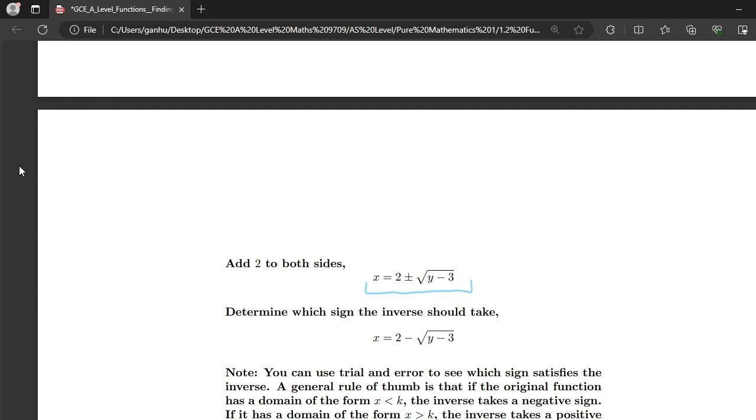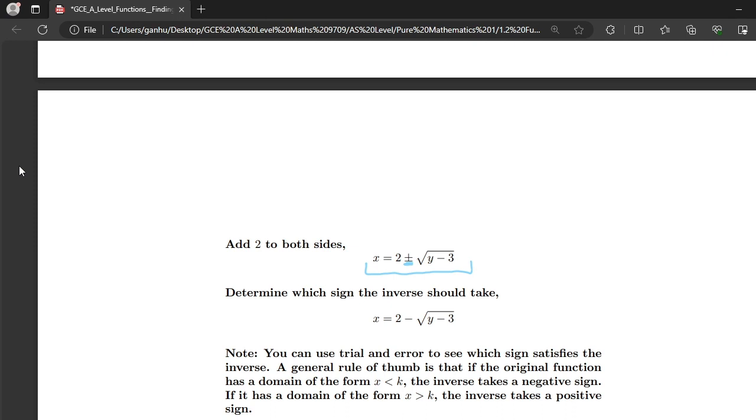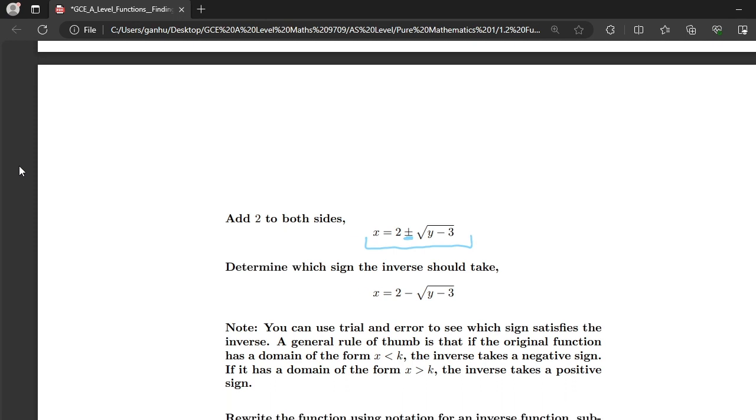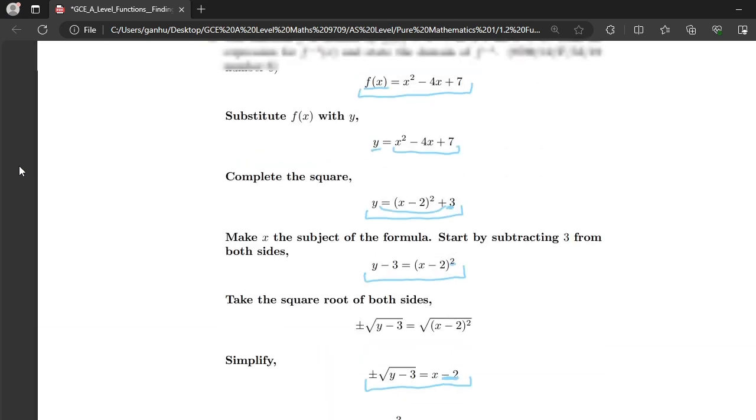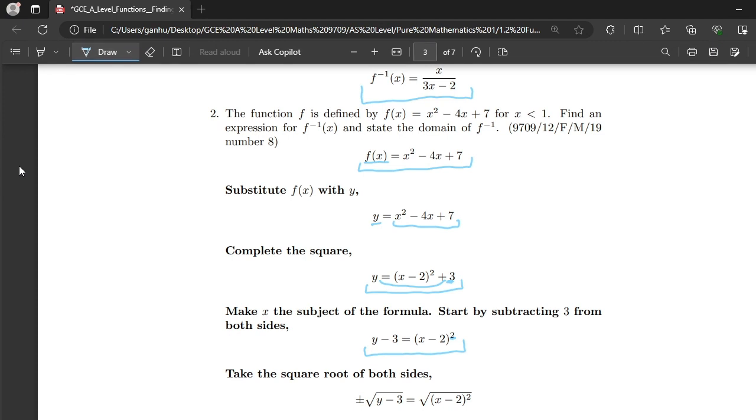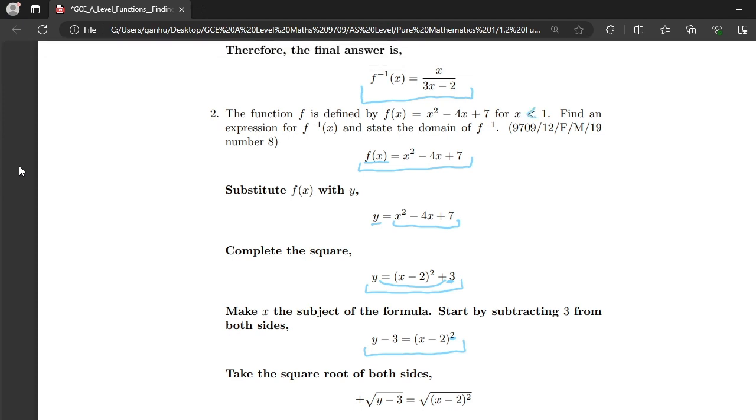Then here you notice that we have two signs, but we don't want to take both of the signs. So to determine which sign is correct, we're going to come back and look at the domain of our original function. And because our original function here is less than, it has a less than sign, it means we take the negative sign.